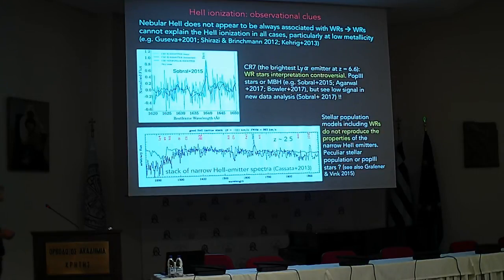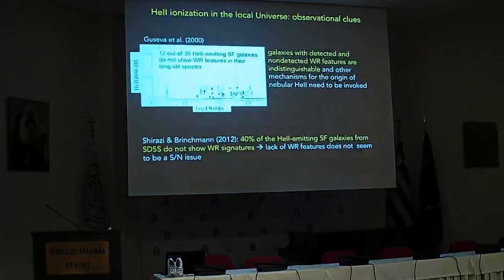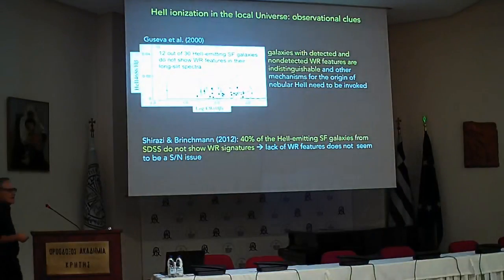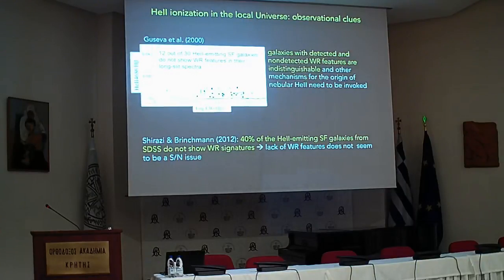So there are problems at very high redshift, but also nearby in the local universe. There are classical papers where you see the strength of the helium-2 emission over H-beta versus the whole sample, and you can see that there are galaxies with Wolf-Rayet features and galaxies without them, and they behave the same. In the study by Shirazi and Brinchmann, there are many helium-2 emitters, but 40% of them don't show Wolf-Rayet features at all. So the canonical picture of very hot Wolf-Rayet ionizing populations explaining helium-2 fails, and it's not that simple.